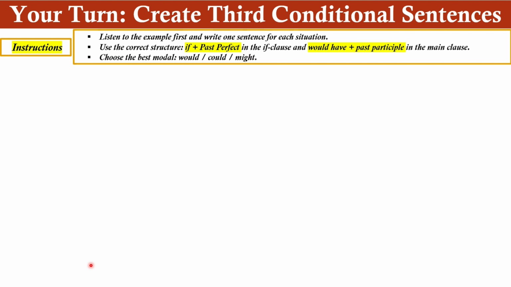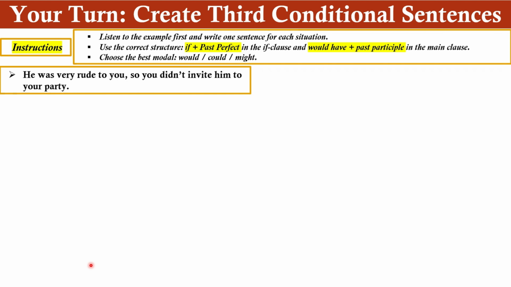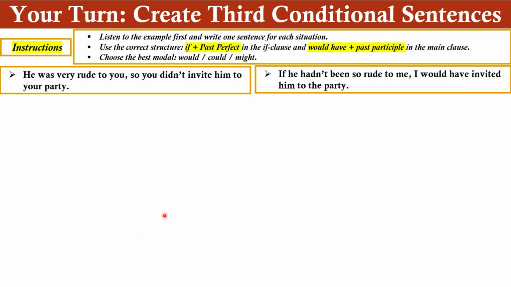Let's look at an example first. He was very rude to you, so you didn't invite him to your party. Now let's express this using the third conditional. If he hadn't been so rude to me, I would have invited him to the party. Here, we are imagining a different past. One where he was polite and I invited him. That's exactly what the third conditional helps us do. Imagine a different result in the past.